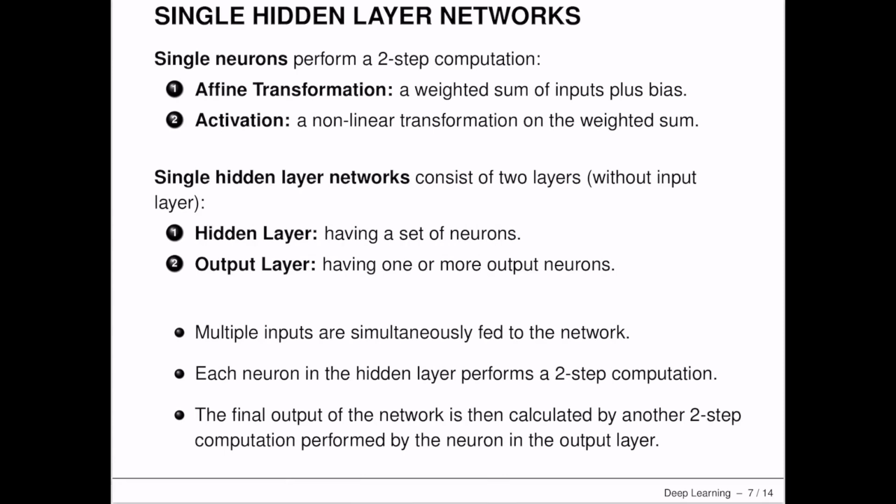So, how does a single hidden layer neural network look like? First, recall that each single neuron consists of two steps. First, the weighted sum of inputs plus the bias, that is the affine transformation, and then an activation, which is usually a nonlinear transformation on the weighted sum calculated in the step before.